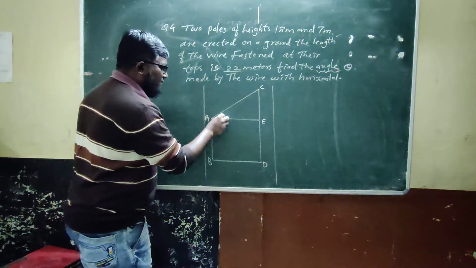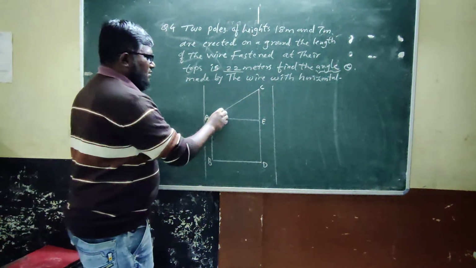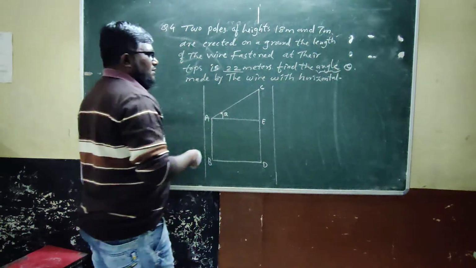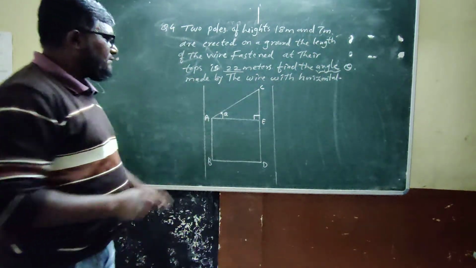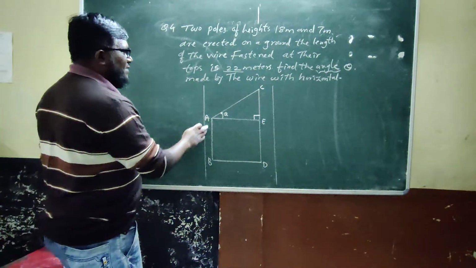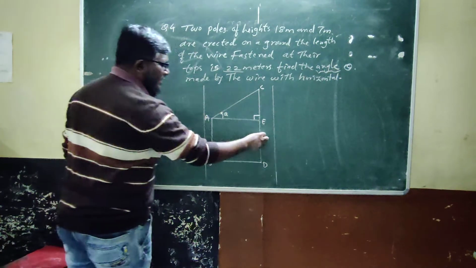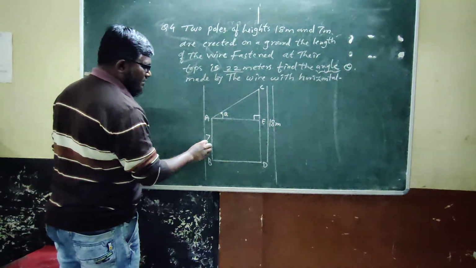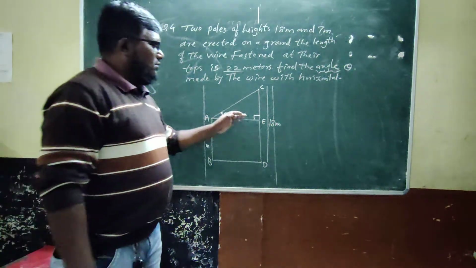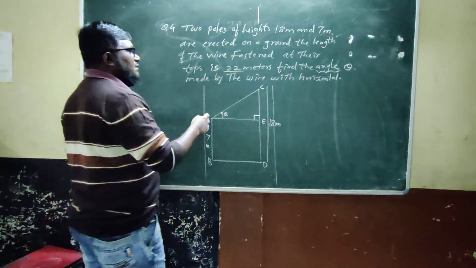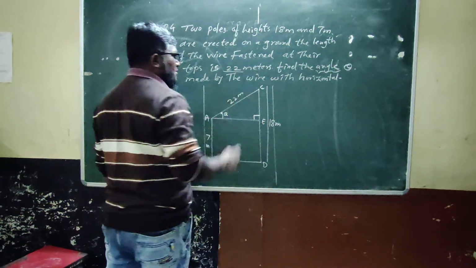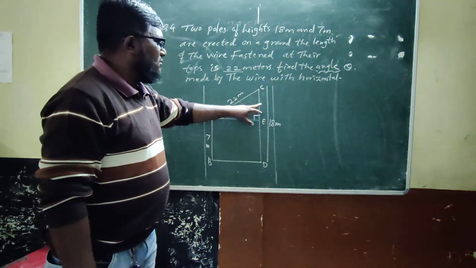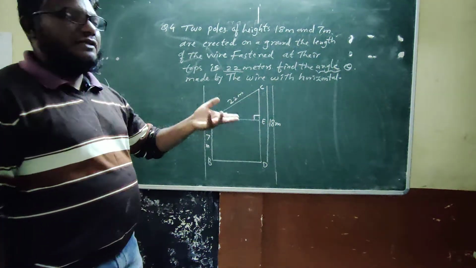Now they have asked for theta, the angle made with the horizontal by the wire. This will be 90 degrees, this is theta, and the lengths are given. The height of the first pole is 7 meters, the total height of the other is 18 meters. The length of the wire is also given, 22 meters. So dear students, among the three values, two values are given. We will find the third value.